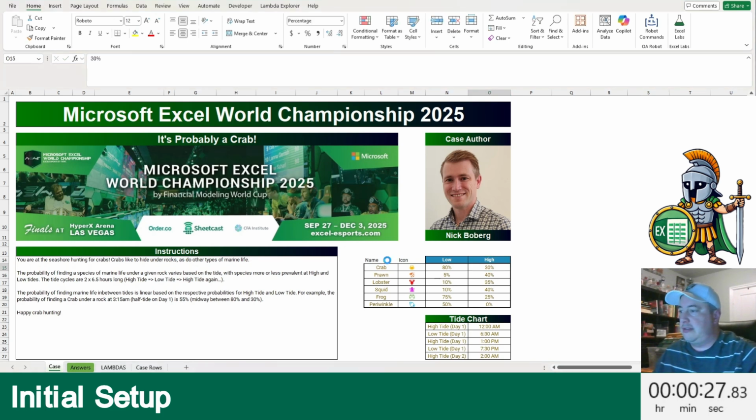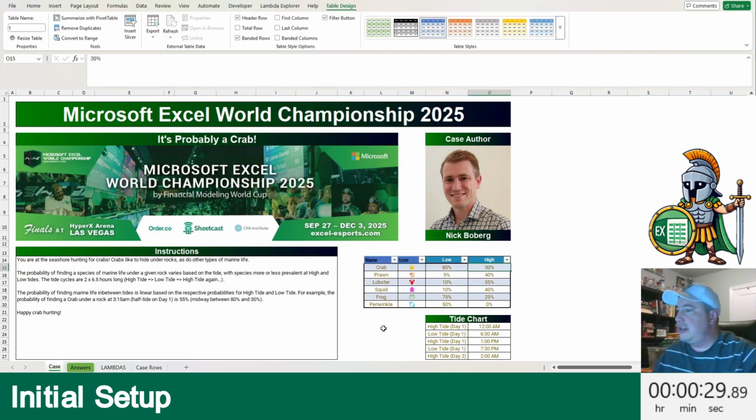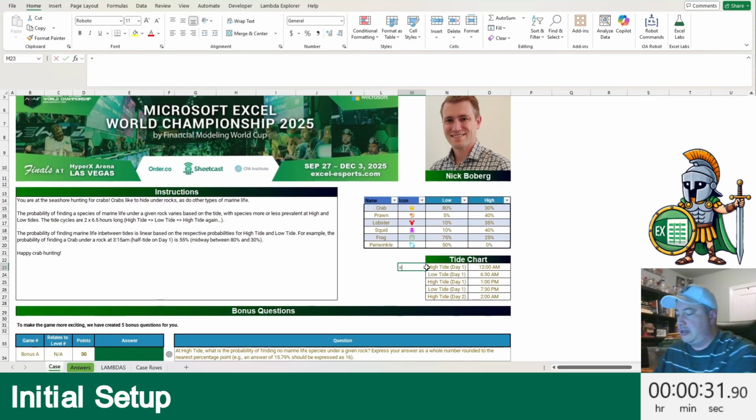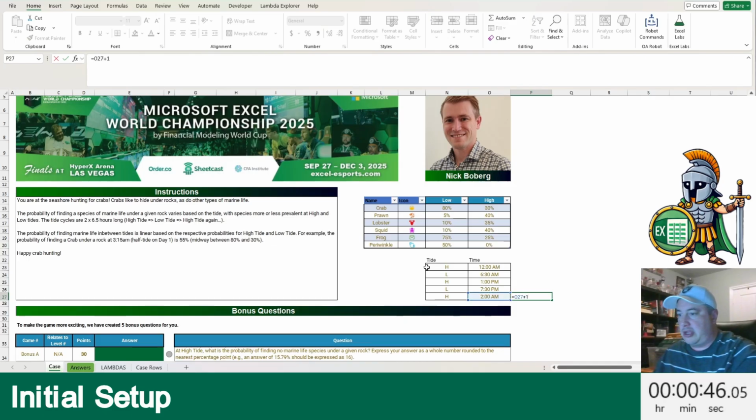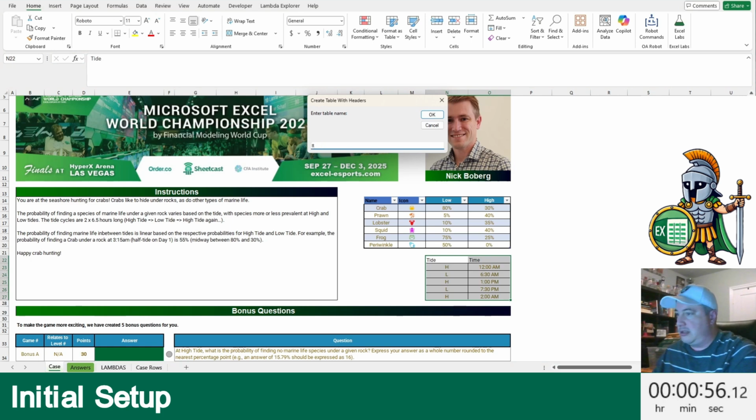Create a table out of this. We'll just call it T. Over here, we just want L's and H's. So we call this tide and time. I'm not sure on this 2 a.m. I might want to create another 2 a.m. but with the next day in there, just in case. So we'll call this TT.